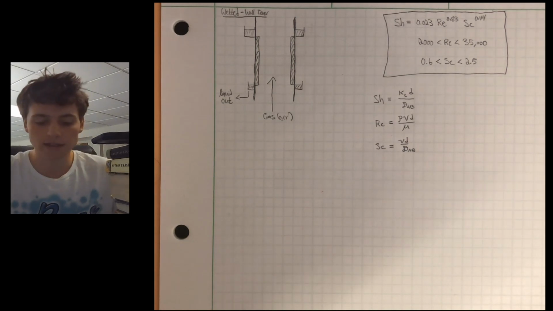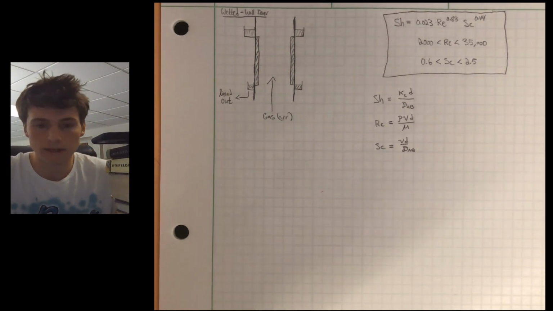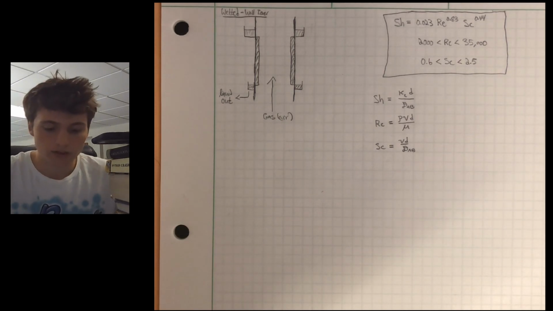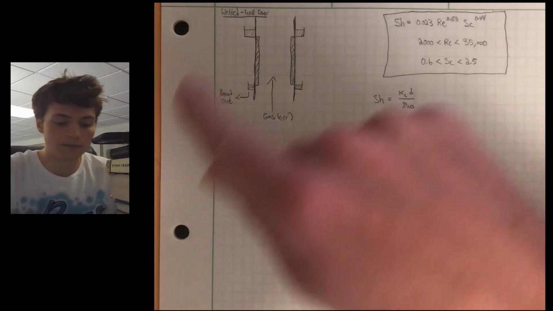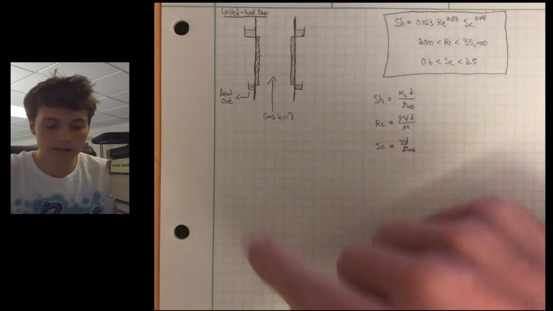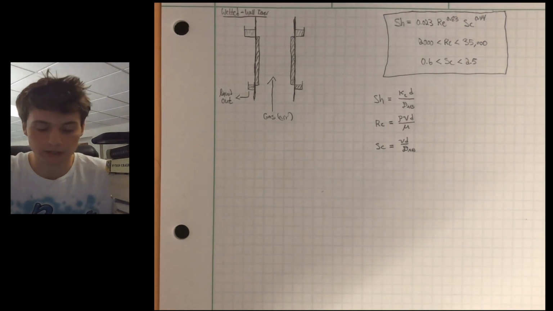You might be asking yourself, what is this Sherwood number, Reynolds number, and Schmidt number? They are just dimensionless variables. By dimensionless, I mean they have no units. So we can talk about what each dimensionless variable is. The Sherwood number is just the mass transfer coefficient multiplied by some characteristic length, in this case the diameter of the circular tube they were using, divided by the diffusivity between the liquid and the air. That is just the ratio of convective mass transfer to diffusive mass transfer.